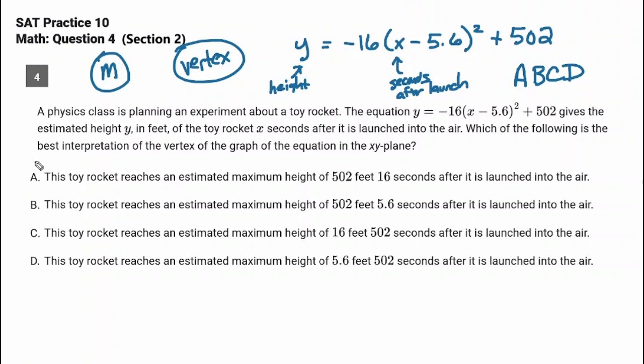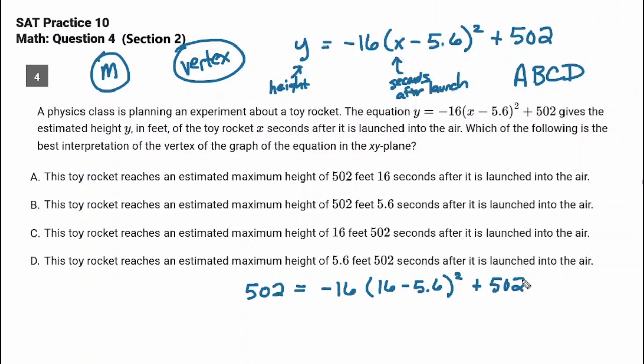A. This toy rocket reaches an estimated maximum height of 502 feet 16 seconds after it's launched into the air. So let's just run this equation with the numbers that we have. Y is 502, right? It's the height, equals negative 16 times, what's x? 16 minus 5.6 squared plus 502. You got to get out your calculator and do this.